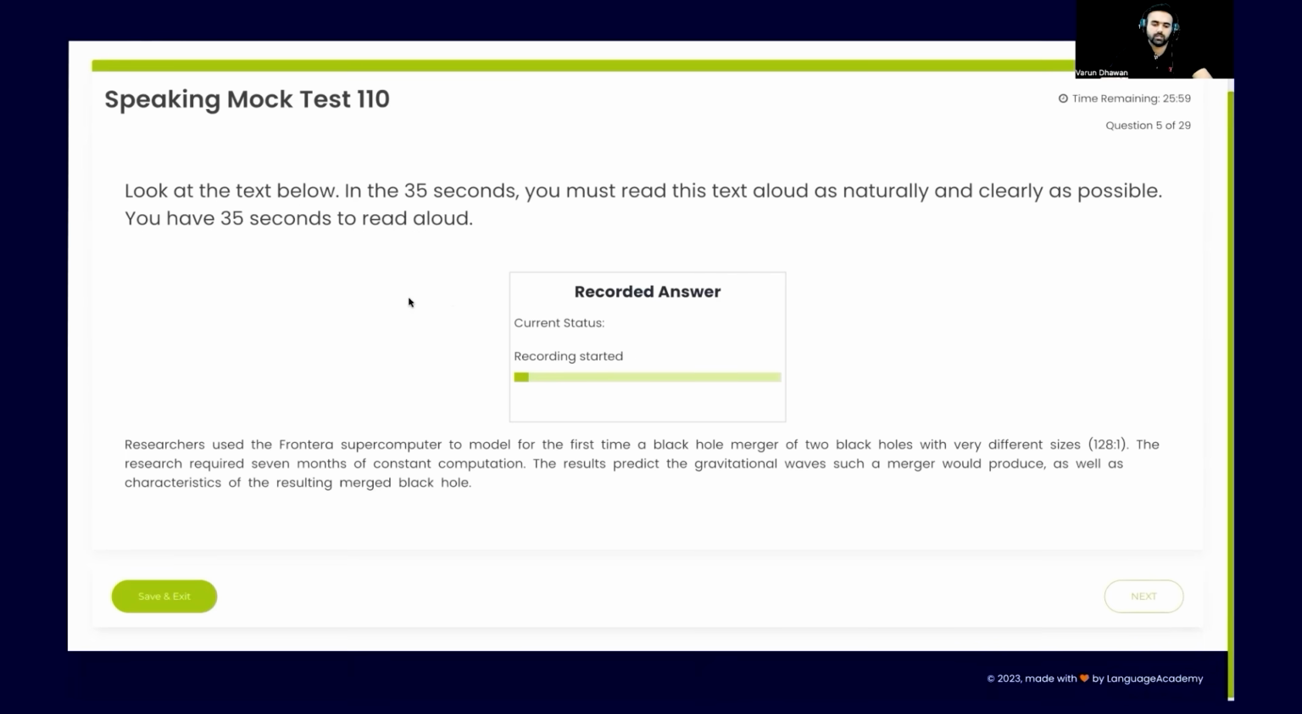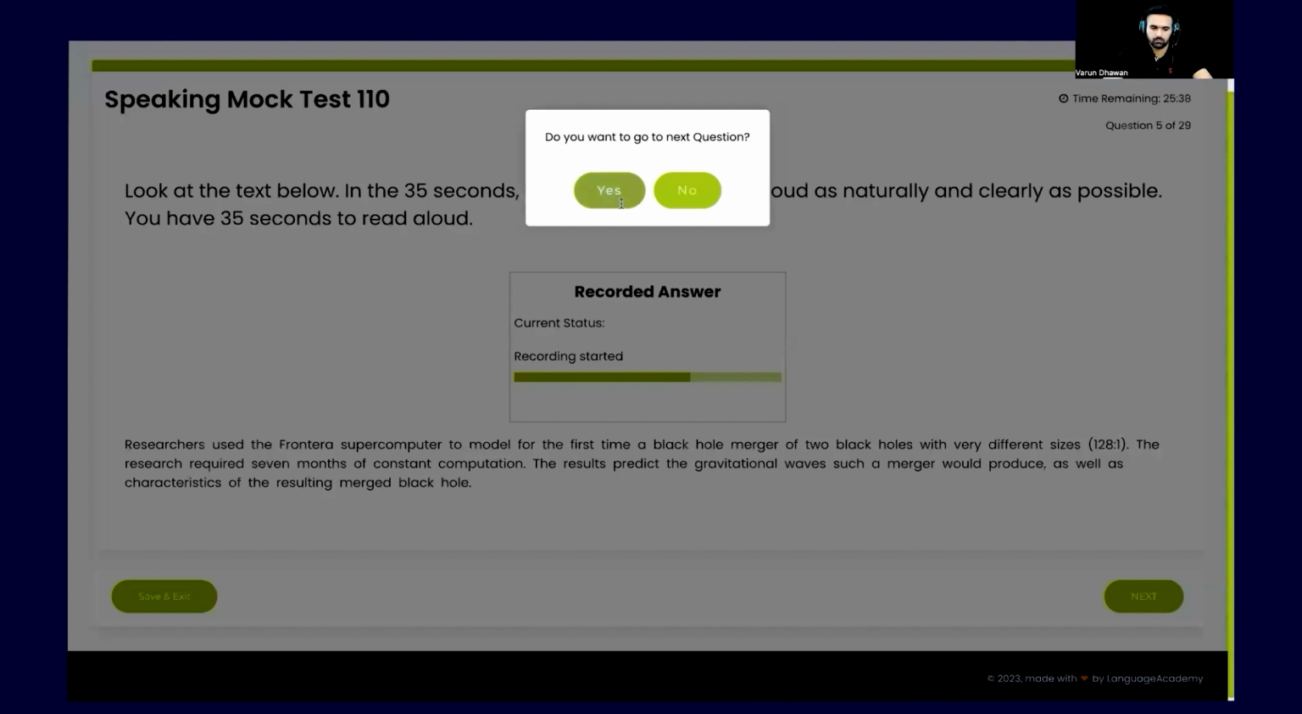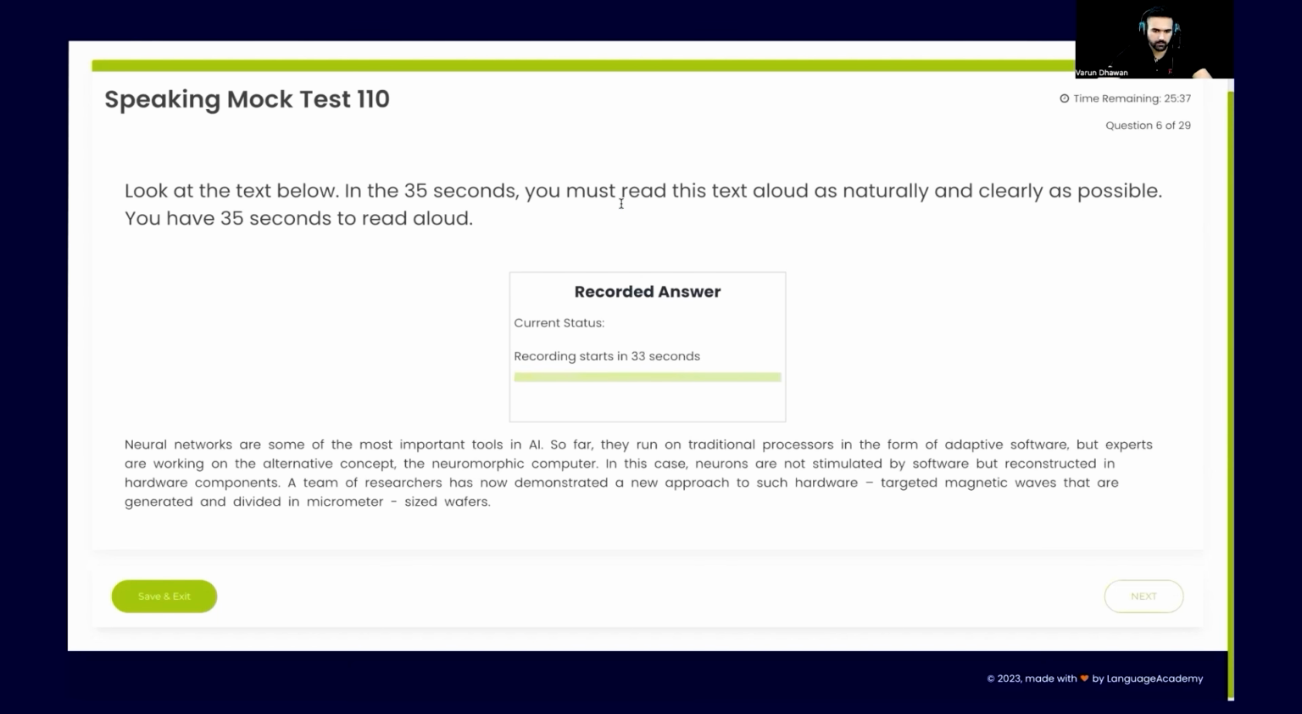Researchers used the Frontera supercomputer to model for the first time a black hole merger of two black holes with very different sizes, 128:1. The research required 7 months of constant computation. The results predict the gravitational waves such a merger would produce, as well as characteristics of the resulting merged black hole. Minor hesitation, but it's all right.